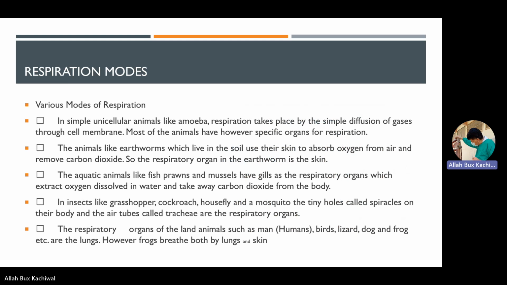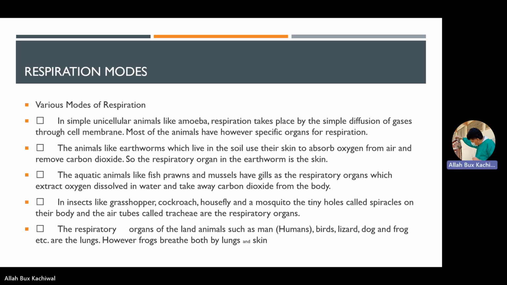There are various modes of respiration. In a simple unicellular animal like amoeba, respiration takes place by simple diffusion of gases through the cell membrane. Most of the animals have, however, specific organs for respiration. Animals like earthworms, which live in the soil, use their skin to absorb oxygen from air and remove carbon dioxide. So the respiratory organ in the earthworm is the skin.